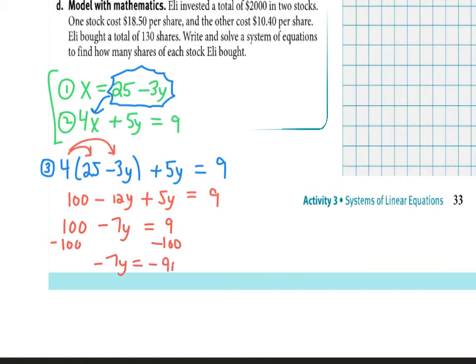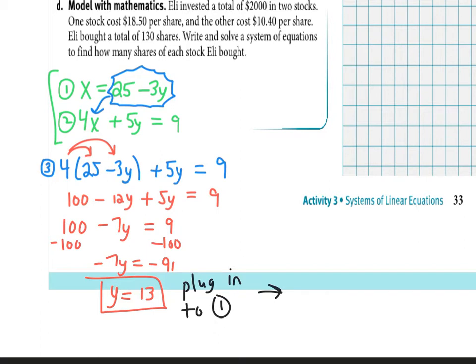If we divide both sides by negative 7, a negative divided by a negative, I just divided in the calculator, y is going to equal positive 13. Okay, so we got y. Now remember, this was a system. There are x's and y's in there, so we still need to get x. So what I would do now is plug this in to equation 1.